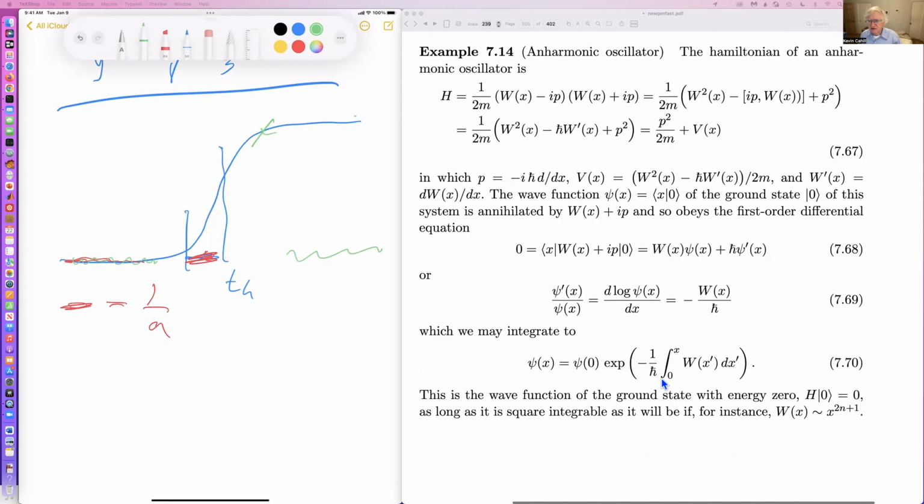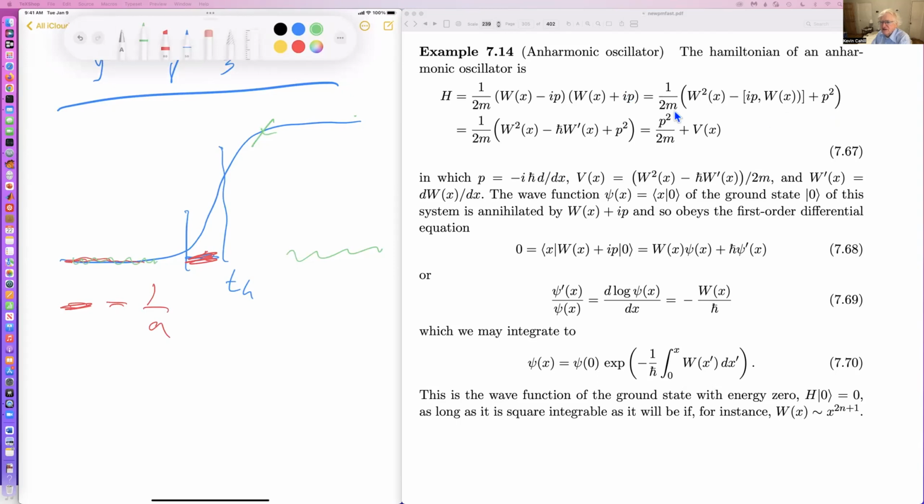Here's something interesting, which I've never seen in print. The Hamiltonian, this way of solving the anharmonic oscillator, is something I borrowed from supersymmetry, in fact from Ed Witten's notes on supersymmetry. But this is just the scalar part of supersymmetry. So I've got a Hamiltonian here of the form W minus iP, W plus iP. Again, h bar is 1.